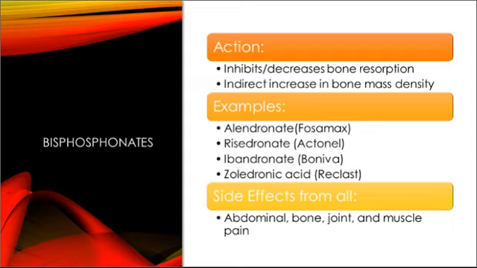Alendronate, risedronate, ibandronate, zoledronic acid. Zoledronic is the only one that's a little different as far as the dronate at the end of it. Fosamax, Actonel, Boniva, Reclast. All of these can cause abdominal side effects and bone, joint, and muscle pain. All are contraindicated if they have kidney issues and if they already have low serum calcium levels.